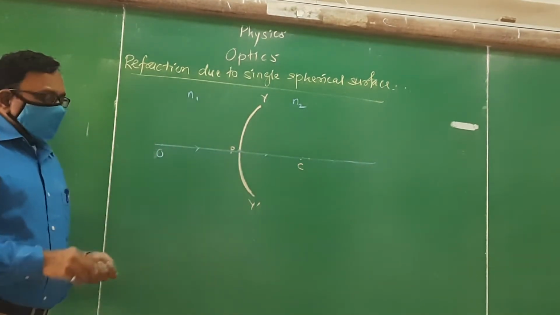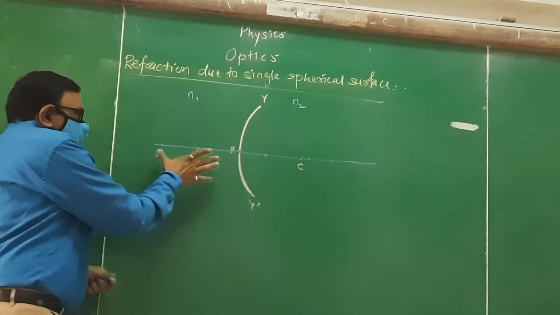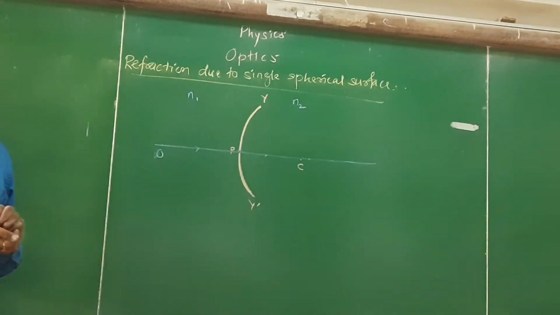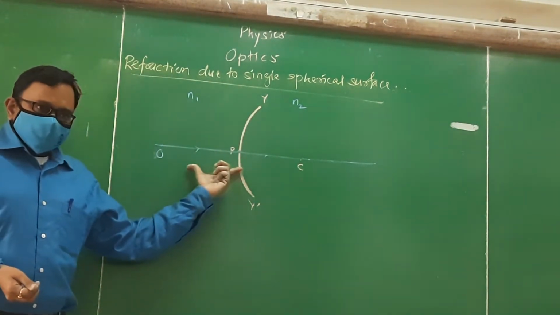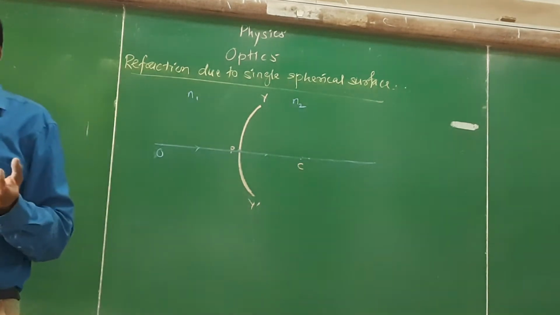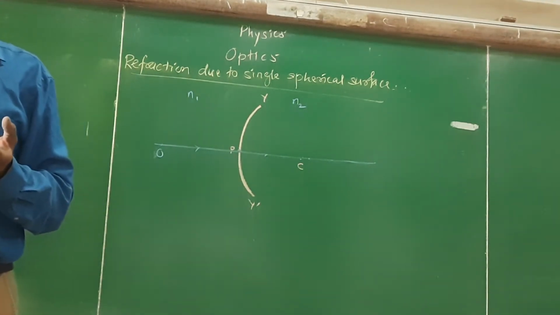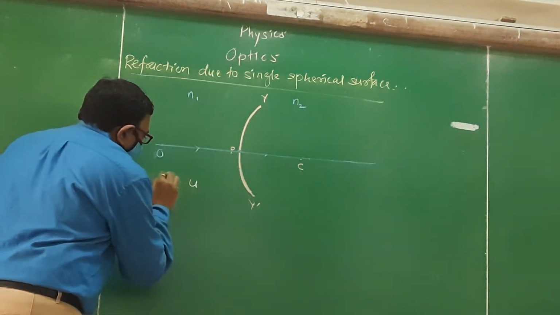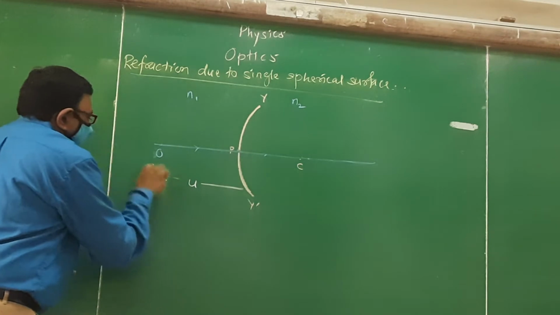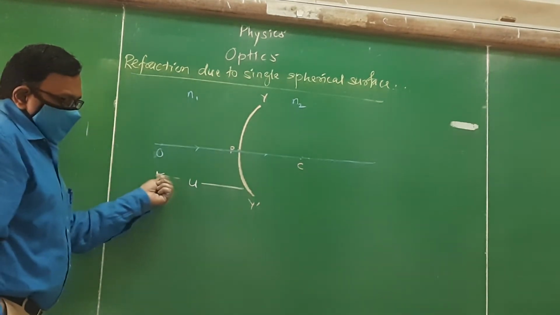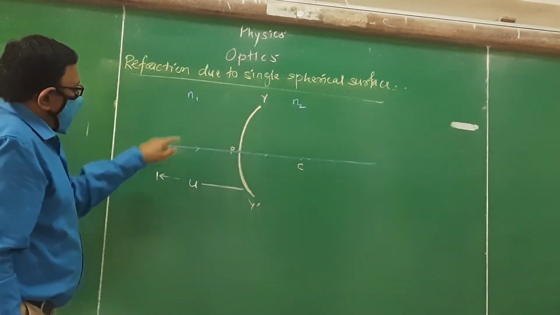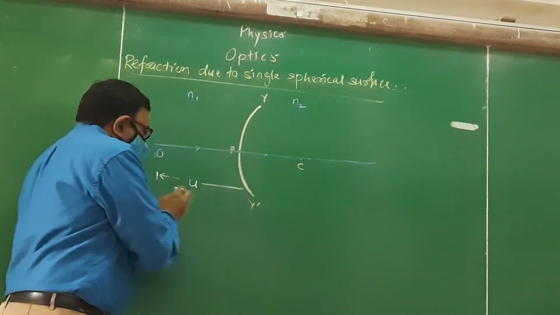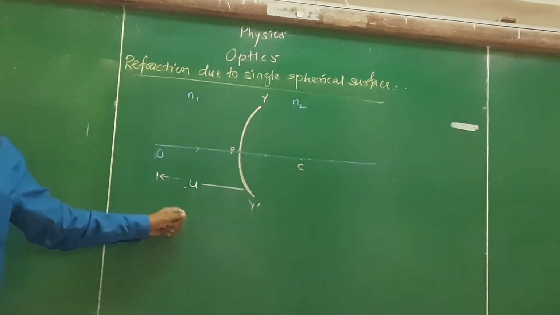Here, when this object is placed, previously we discussed that distance. Can you say the name of this distance? Object distance. By which symbol is this object distance represented? U. Very good. Object distance is represented by the symbol U. This one is the distance U. Since the object is placed toward the left hand side, we represent it by minus U.